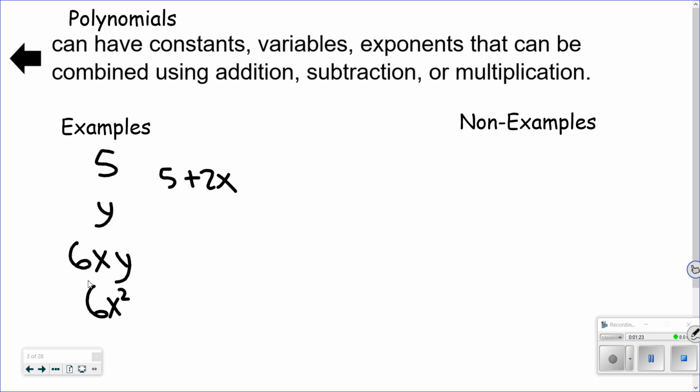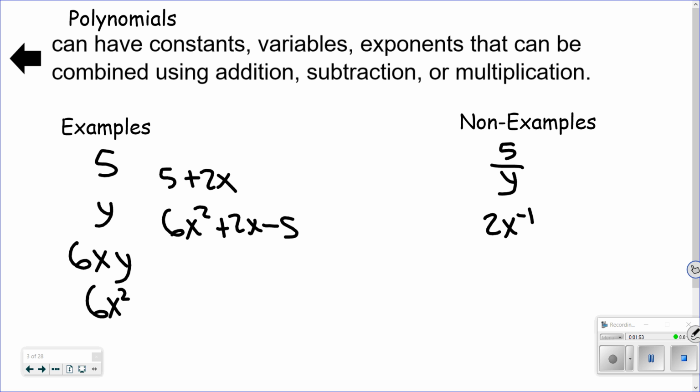You could have this. Okay, that's another example of a polynomial. So polynomials are just taking numbers, constants, and variables, and you're multiplying, adding, subtracting. Here are some non-examples. Things you can't have: we do not divide by a variable. If you have an x or a y or any variable in the bottom of the fraction, it is not considered a polynomial.